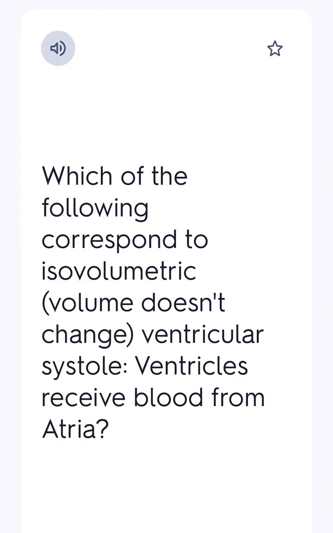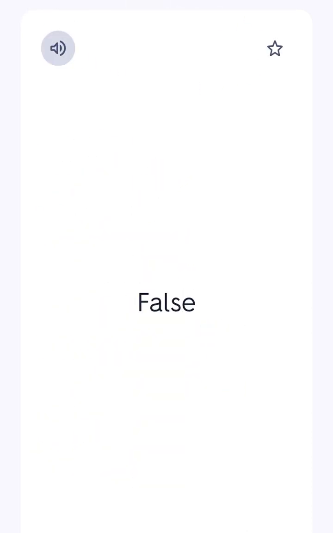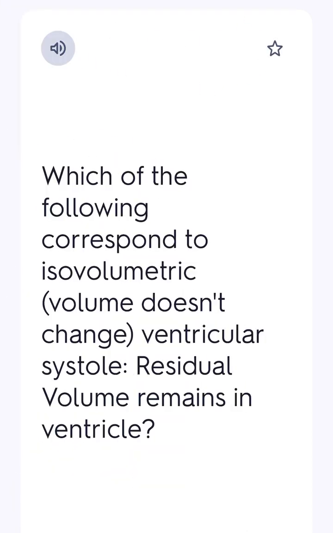Which of the following corresponds to isovolumetric ventricular systole? Ventricles receive blood from atria. False. Which of the following corresponds to isovolumetric ventricular systole? Residual volume remains in ventricle. True.